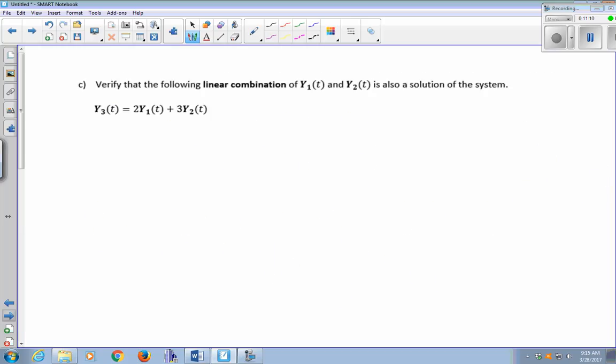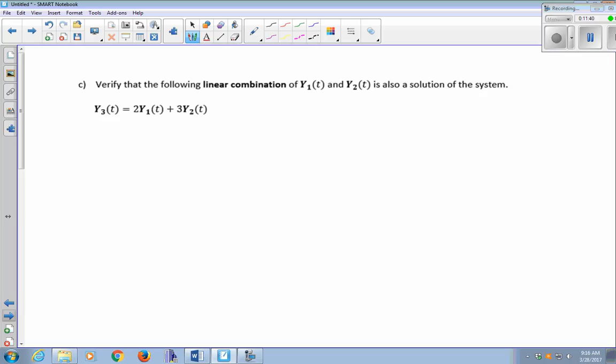All right, we have another solution to check, right? So there's a lot of checking going on in this section. Rather than finding solutions, we're just checking that things are solutions. All right, so I'm looking at a linear combination of y1 and y2. That means you just take a constant, put it on each one, and add them together. So y3, another function y3, is going to be 2y1 plus 3y2. It's called a linear combination of y1 and y2.